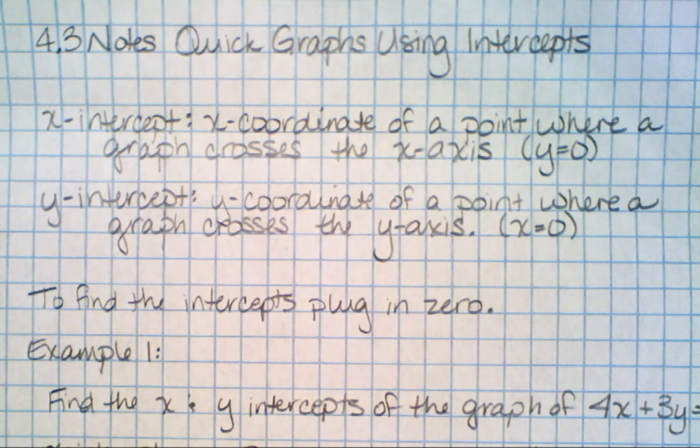If you think of the word intercept, that sounds like the word interception, which we know from football. If a quarterback throws an interception, it crosses paths with the other team and the other team takes the football. So with x- and y-intercepts, it's where the graph crosses the path of the axis. The x-coordinate of a point where the graph crosses the x-axis is the x-intercept, and at the x-intercept, y is 0.